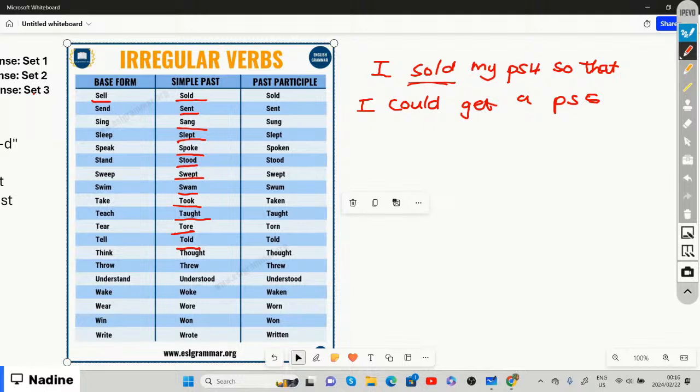I think that I want chocolates. Oh, I thought I wanted chocolates, right? And then we have throw something, throw a ball, you threw a ball. You understand something now, you understand the work. Yesterday, I understood irregular verbs. I wake up to the smell of pancakes. I woke up to the smell of bacon and eggs.